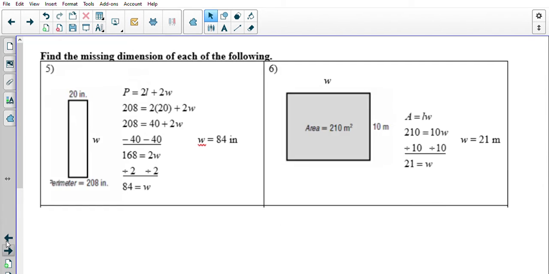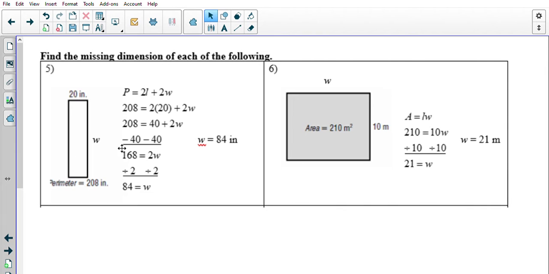All right, well, naturally, things need to get a little bit more complicated. So in our examples that we're going to see next, we're going to find the missing dimension of each of the following rectangles. So in both 5 and 6, we're looking for the width. We're given in number 5 the perimeter, and in number 6, we're given the area.